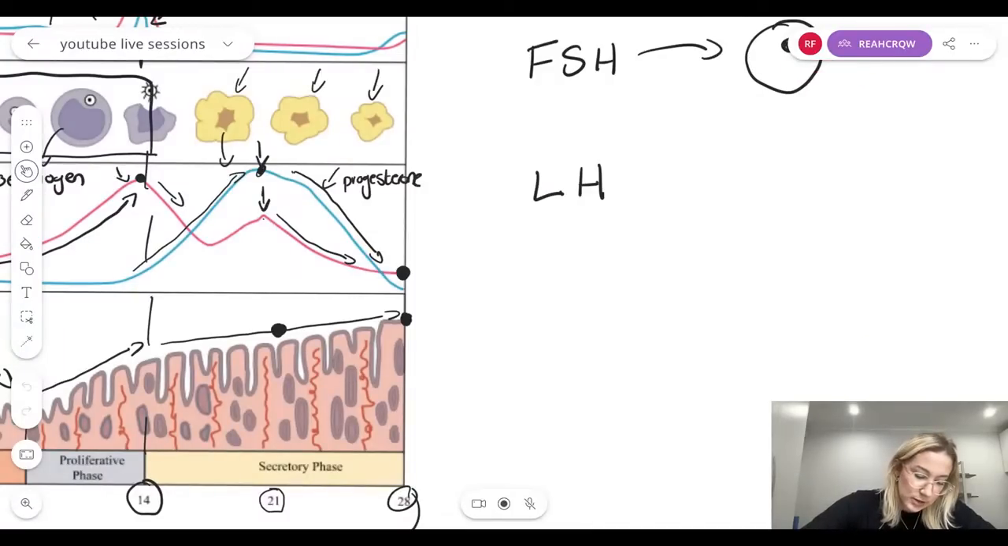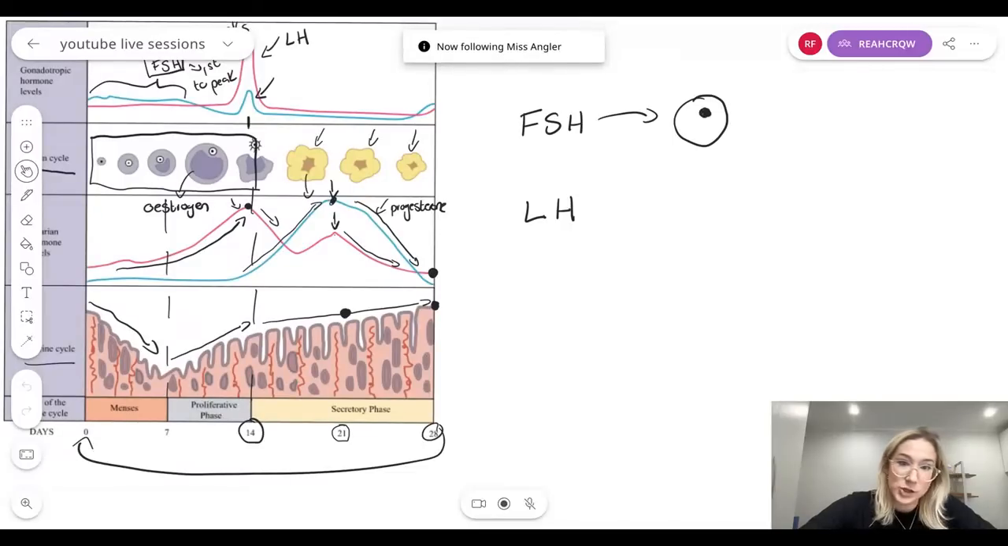Oh, let's move it down a bit. I don't know why my page is freezing. Oh, wait. I'm going to make my page swap around. There we go. That's much better.